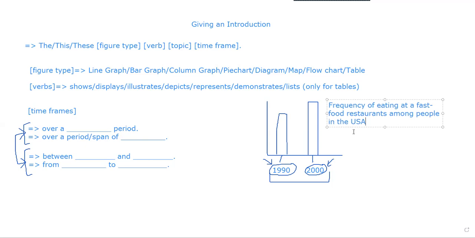Okay. So now take a look. We have made the topic a bit more complex now, right? But it is not very difficult to paraphrase such long topics. Why? Because you do not need to change every single word of the instruction of the question. Okay? You change maybe 3 to 4 words tops. That will be more than enough to write an effective and appropriate introduction.